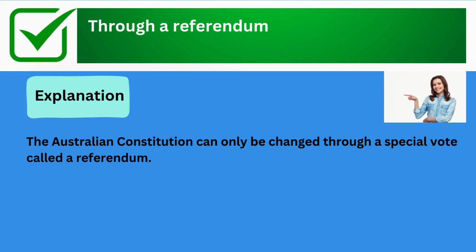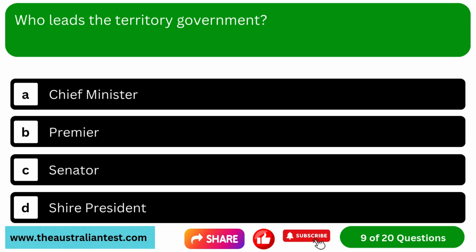The correct answer is through a referendum. Explanation: the Australian Constitution can only be changed through a special vote called a referendum. Question 9. Who leads the territory government? Option A, Chief Minister. Option B, Premier. Option C, Senator. Option D, Shire President.